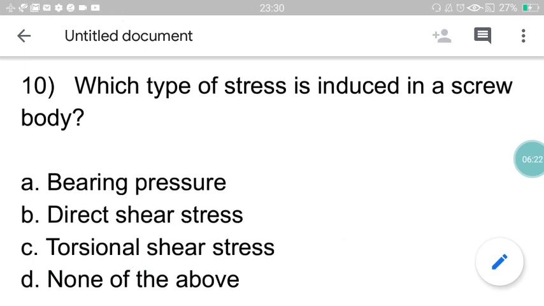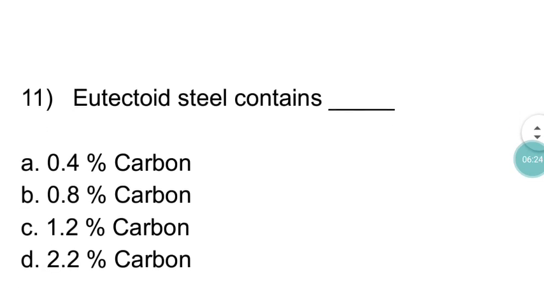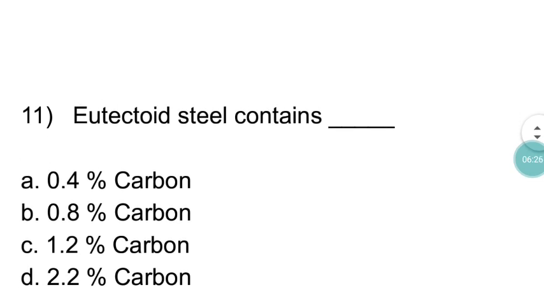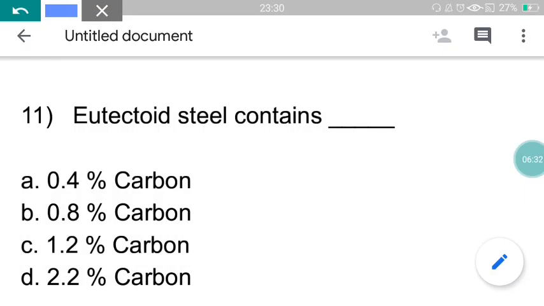Okay, next question, question number 11. Eutectoid steel contains how many percentage of carbon? Okay, so eutectoid steel is nothing but steel which is having 0.8 percentage of carbon. Okay, the correct answer for this question will be option B.